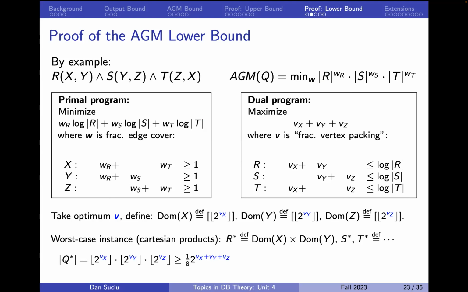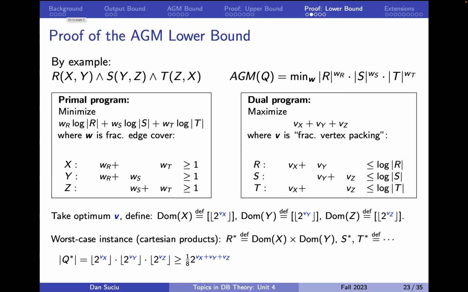Well, since everything is a Cartesian product, all combinations of values of the variables form a valid output. And therefore, the size of the output of the query is going to be the product of these three, which is not exactly 2 to the power of their sum, because of the rounding. The rounding is what prevents us. But the rounding can only create an error of a factor of 2. So I put here a 1/8.